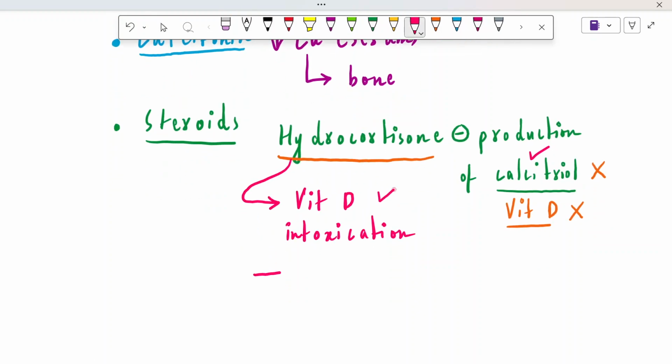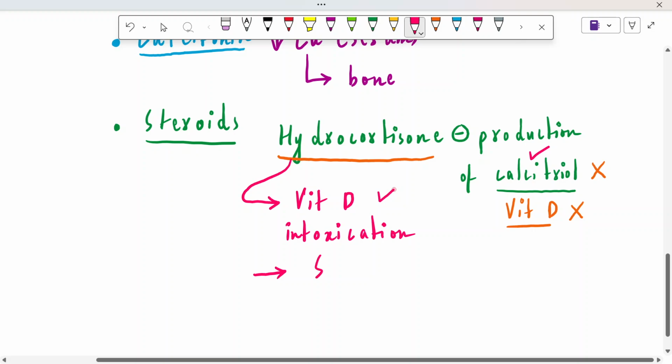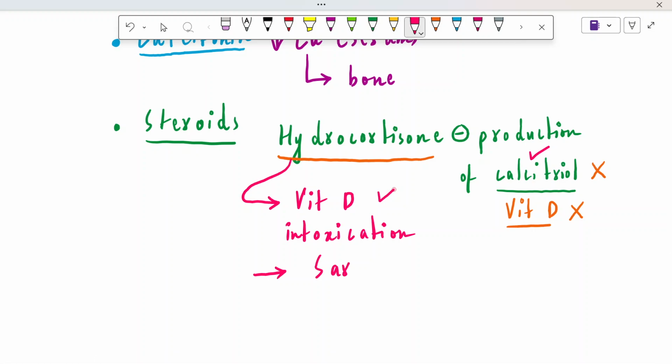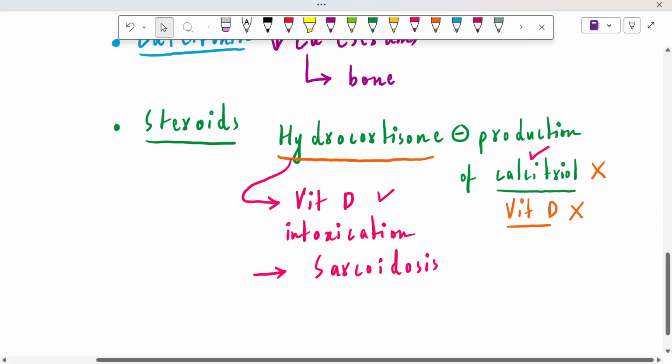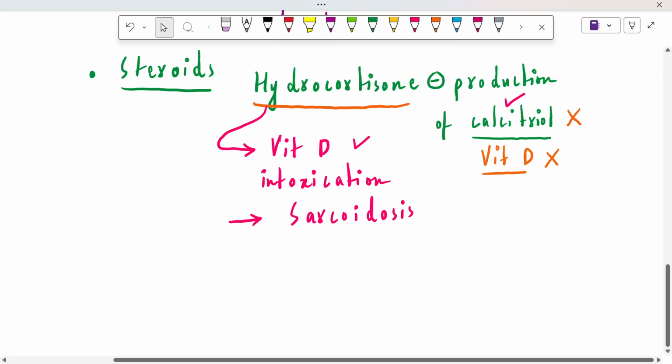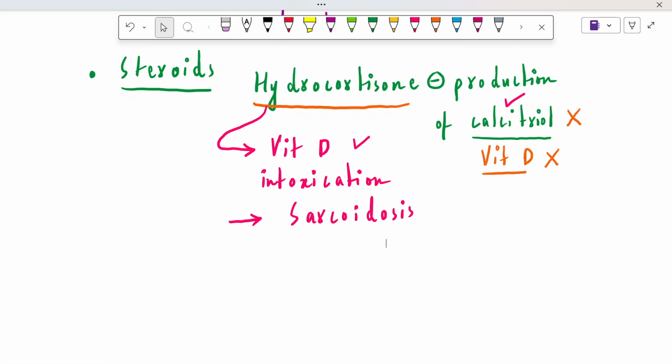The next thing that hydrocortisone treats is known as sarcoidosis. It's a non-infectious granulomatous disease. These two conditions are treated by hydrocortisone. What is sarcoidosis? Sarcoidosis is a non-infectious granulomatous disease. It involves the collection of inflammatory cells known as granulomata. They accumulate in different parts of the body and result in the manifestations of sarcoidosis.